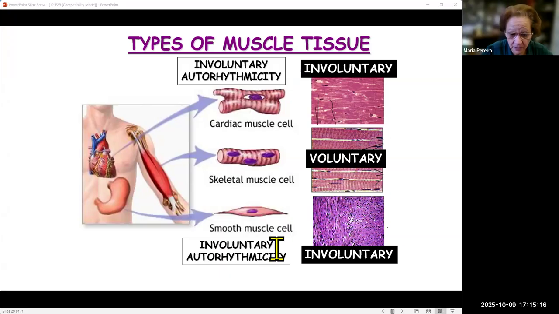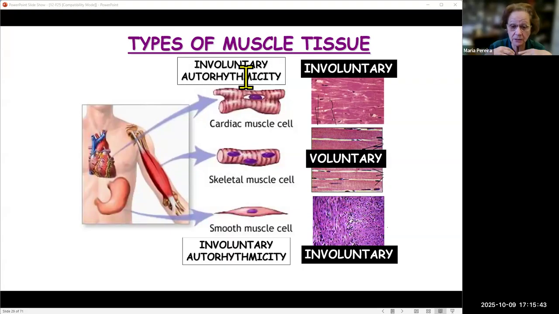Both of them are involuntary, and both of them have autorhythmicity. Autorhythmicity. What does that mean? That some fibers can generate an electrical signal without being stimulated. That's pretty amazing. That's in cardiac muscle. It's called the pacemaker. So the pacemaker doesn't need to be stimulated to generate an action potential.